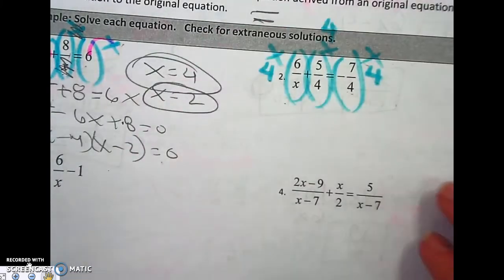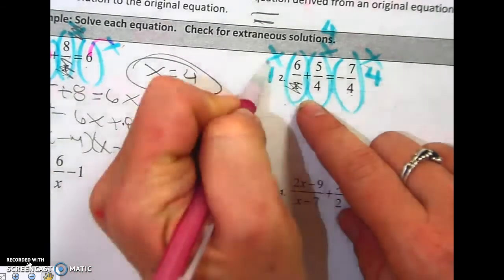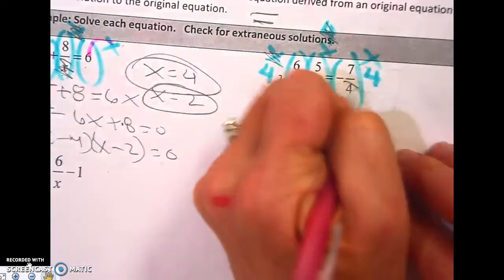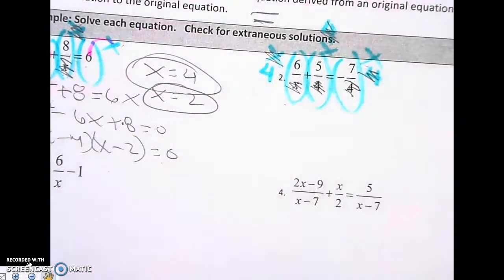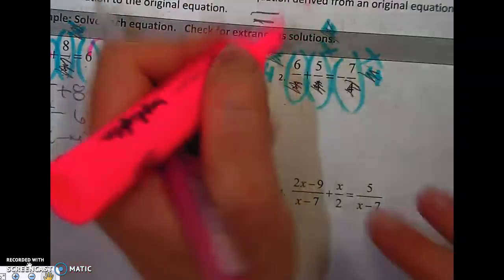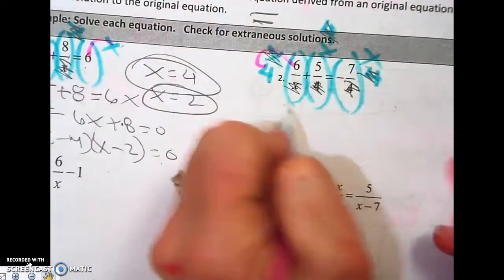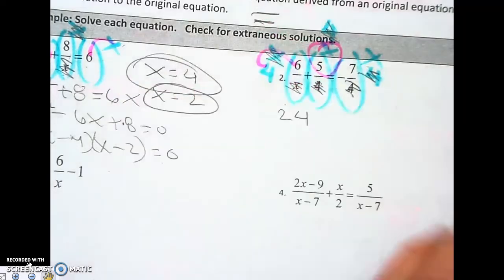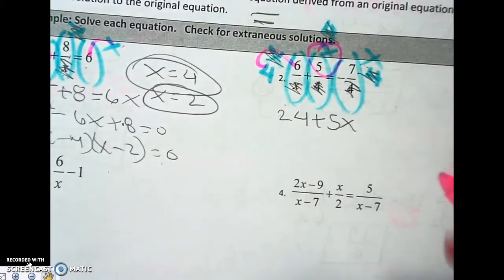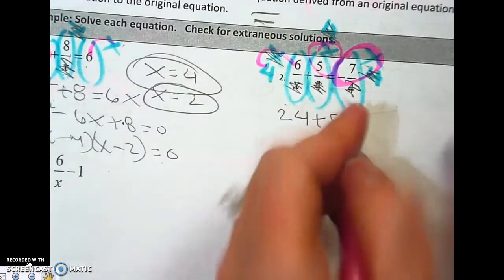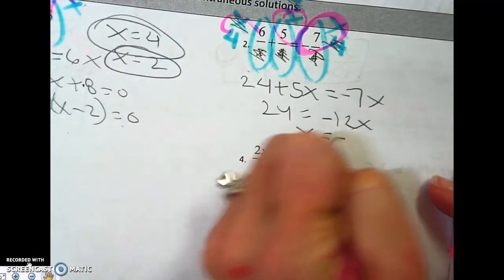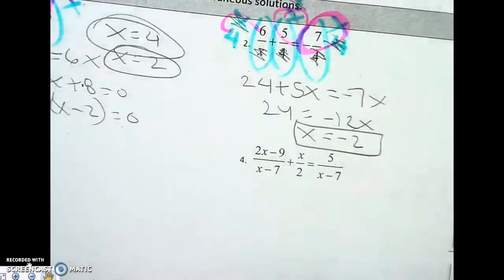Now I go through and I cross things off. x, bye-bye, x, bye-bye. 4, bye-bye, 4, bye-bye, 4, bye-bye, 4, bye-bye. I got rid of everything in the denominator. Now I'll multiply. 6 times 4, 24. And I have 5 times x, 5x. And negative 7 times x, negative 7x. Now do what you do best. Solve for x. Okay.